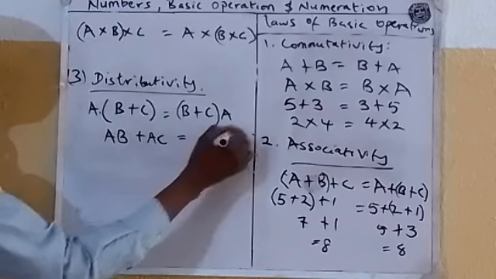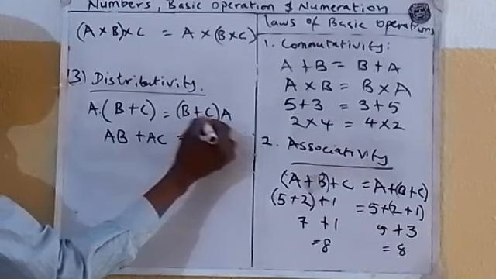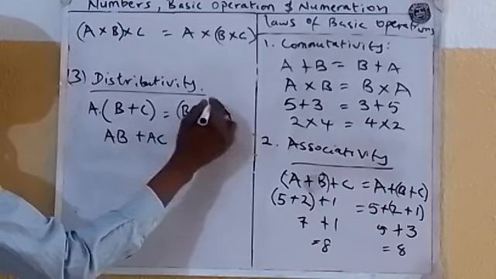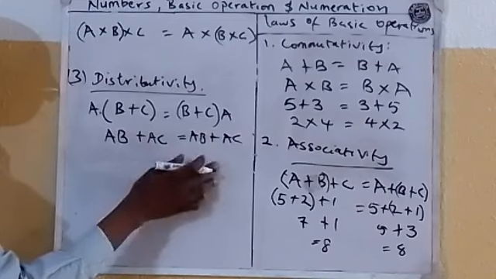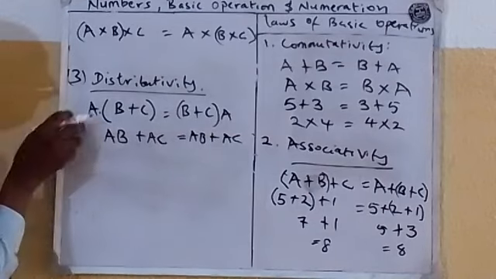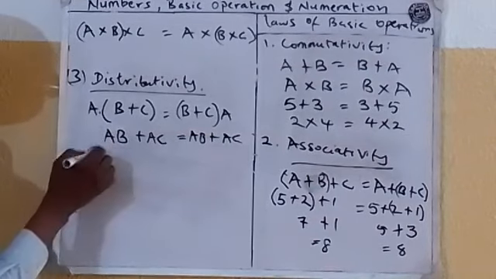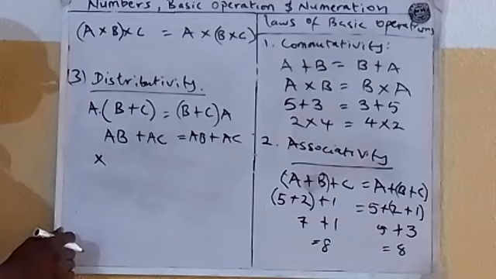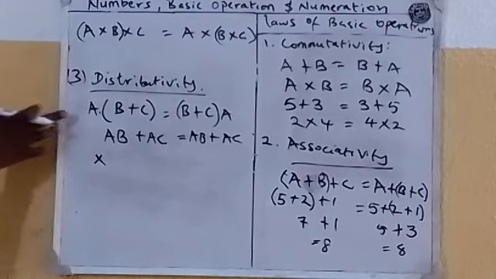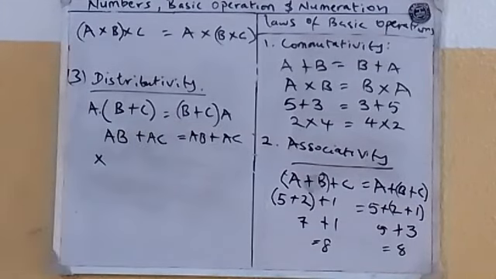So it's the same thing, distribution. Again, A times B is AB, that's from this position. A times C is AC, the same thing. It will give you the same result. So that is distributivity. So what is distributing? Multiplication is distributing. It means that multiplication is distributive from left to right and right to left. So multiplication is distributive. And what else again is distributive?